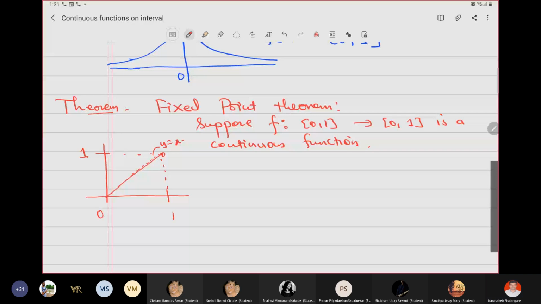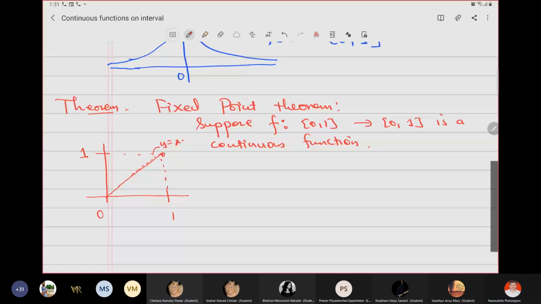That means the range is inside. The range of f, which is f of I, is inside [0, 1], because the codomain is [0, 1]. It will not go outside [0, 1]. Then, can you draw the graph of a function which does not intersect the line y equals x? Is it possible?